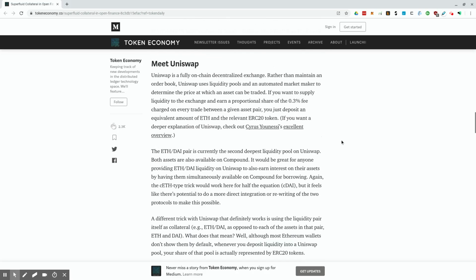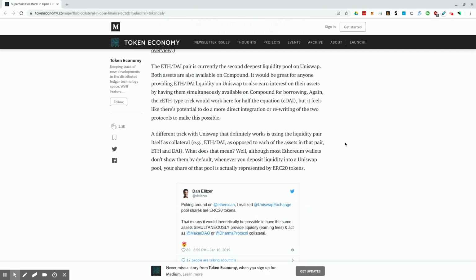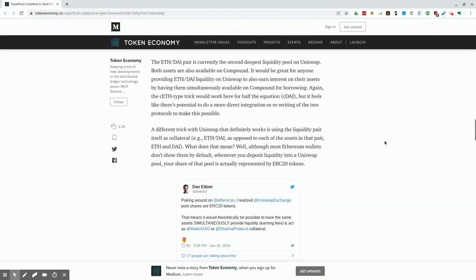So what they're saying here is that Uniswap liquidity pool can be used for this. The ETH DAI pair is currently the second deepest liquidity pool on Uniswap. Both assets are also available on Compound. It would be great for anyone providing ETH DAI liquidity on Uniswap to also earn interest on their assets by having them simultaneously available on Compound for borrowing. Again, the CETH type trick would work here for half the equation, making a CDAI, but it feels like there's potential to do more direct integration or rewriting of the two protocols to make this possible.